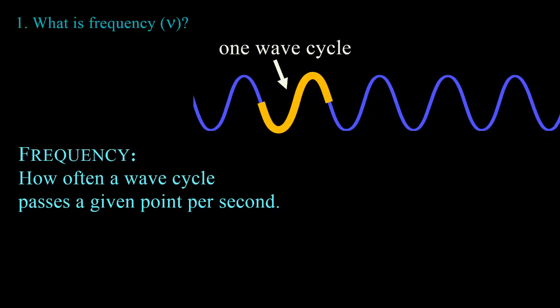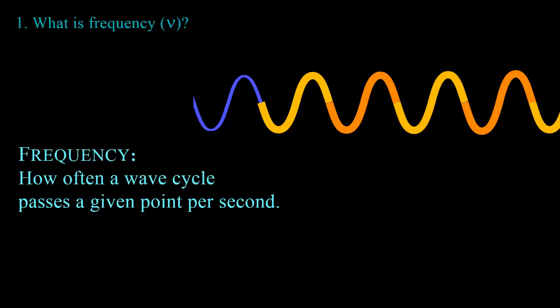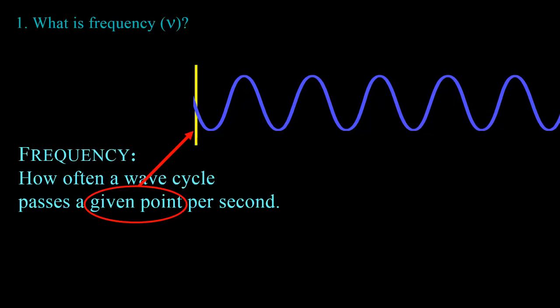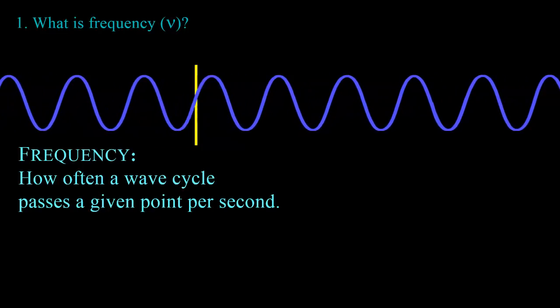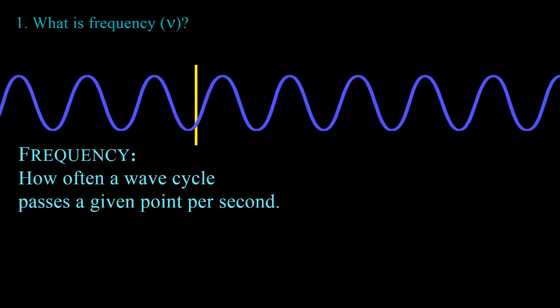A wave cycle is a single up-down motion, so we can think of the wave as consisting of a series of wave cycles. And we will put a line at the wavefront to indicate a point in space. So you can see that a moving wave has some amount of wave cycles passing a given point per unit time.